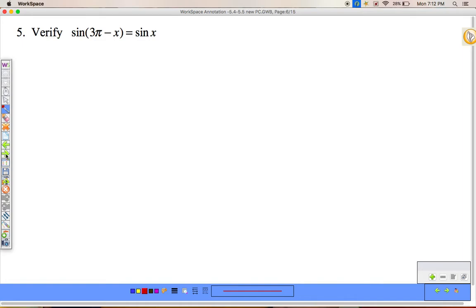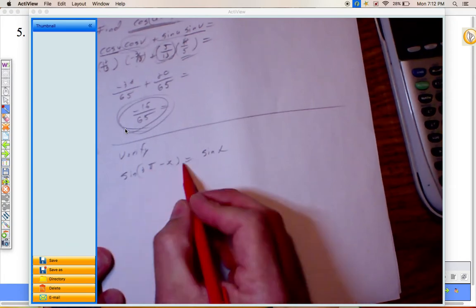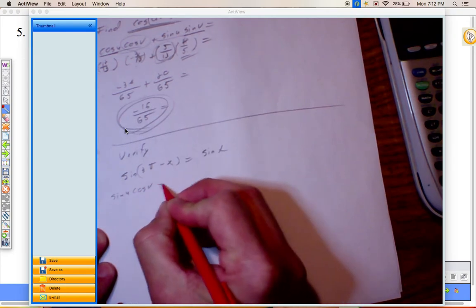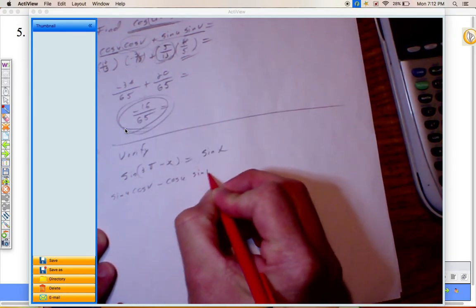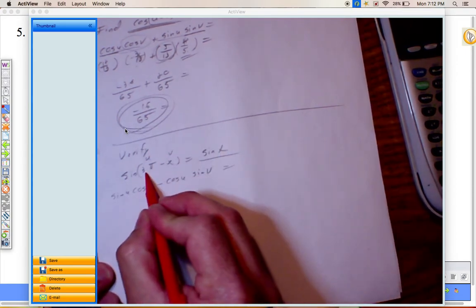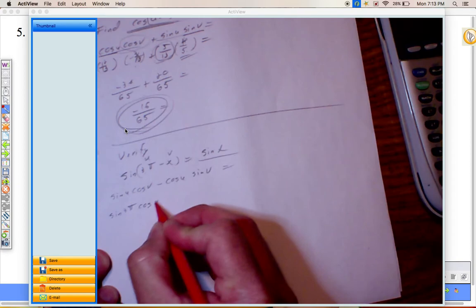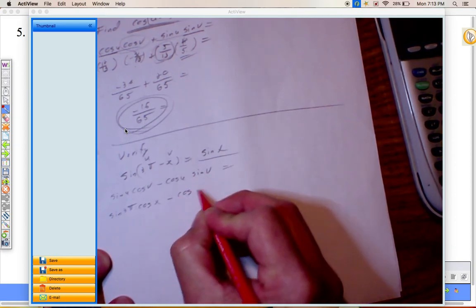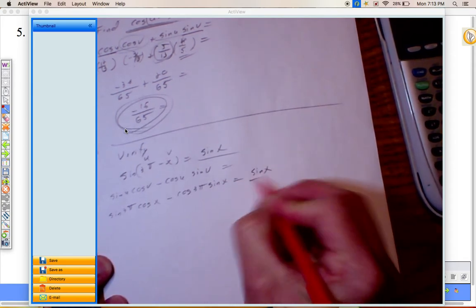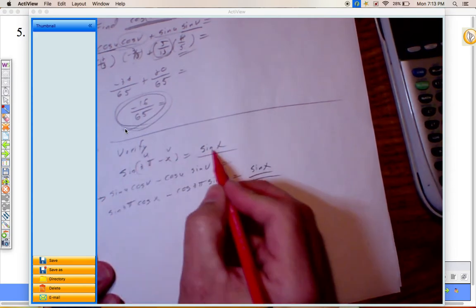All right, so for this one, we're taking the sine of two angles subtracted. So I'm going to go the sine of U, cosine of V, minus the cosine of U, sine of V. And that has to equal the sine of x, where my U and my V are 3 pi and x. So I'm going to go the sine of 3 pi, cosine of x, minus the cosine of 3 pi, sine of x, and it has to equal the sine of x. I'm just using my formula, and I'm trying to make this left side turn into that.